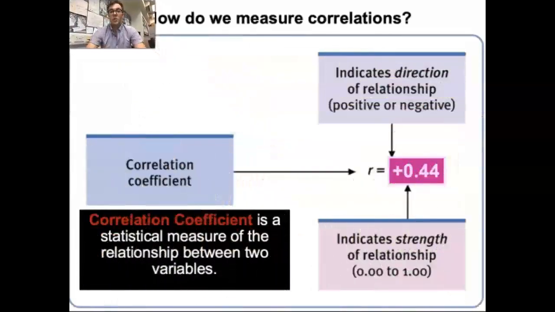So how do we measure correlations? Well, we look at something called a correlation coefficient, which is a numerical index or a statistical measure that shows us the relationship between these two variables. So over here we have an example of what a correlation coefficient would look like, and there are two major things that you need to make sure you're aware of. One, whether or not it's positive or negative, and two, the numerical value.